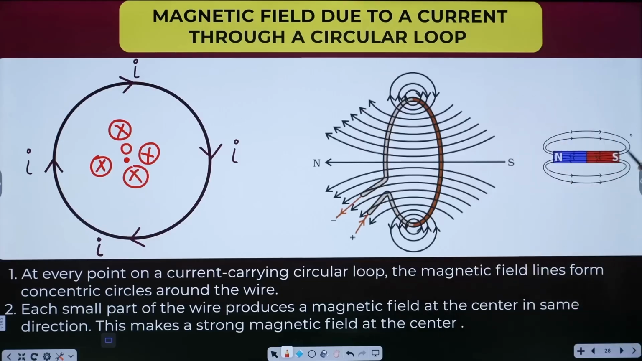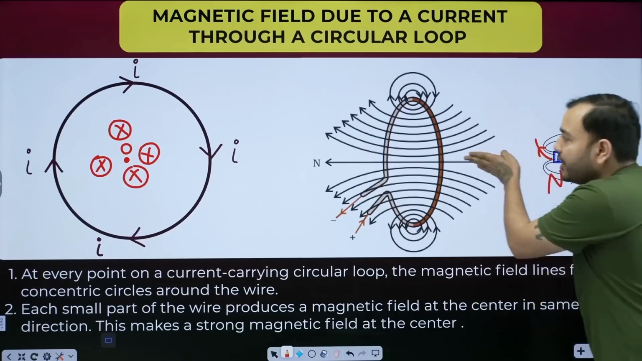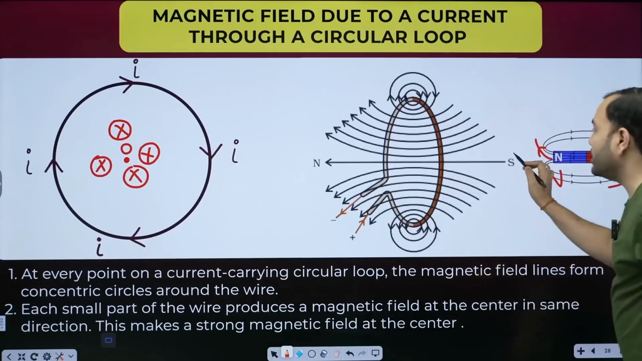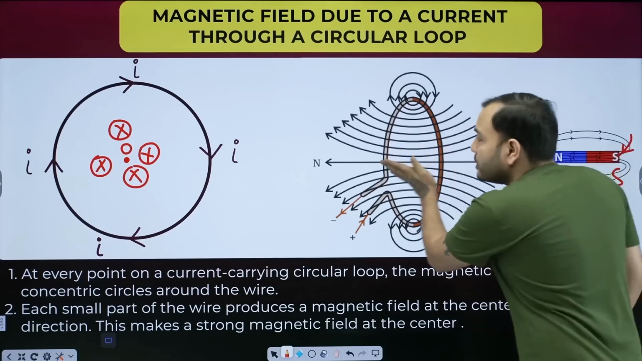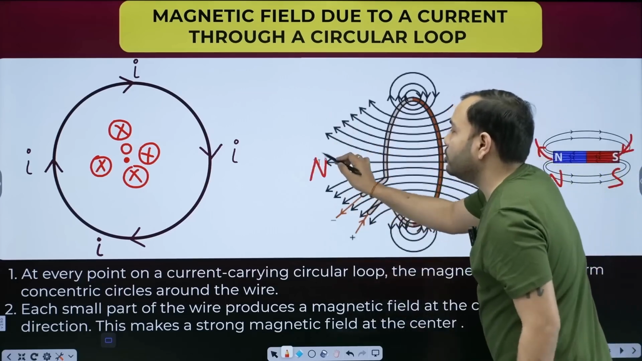In a bar magnet, the side where the field line enters is which pole? South pole. The side where it exits from is which pole? North. Here too, it looks like the field line is entering from one face. What did it become? South. The field line is exiting from one face. What did it become? North.